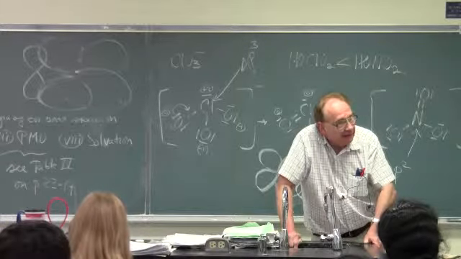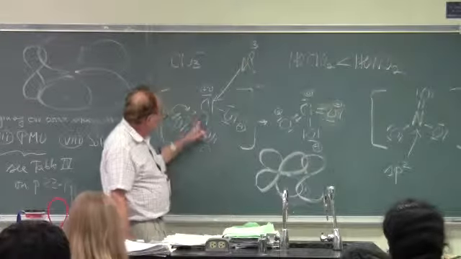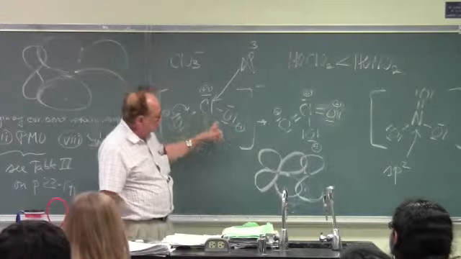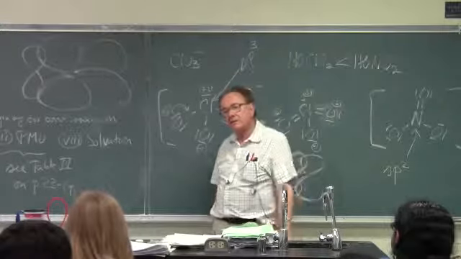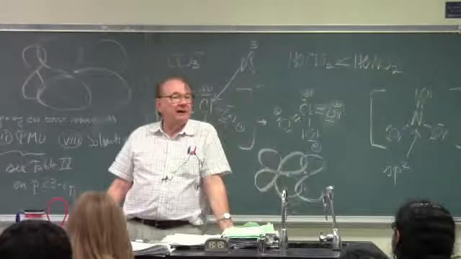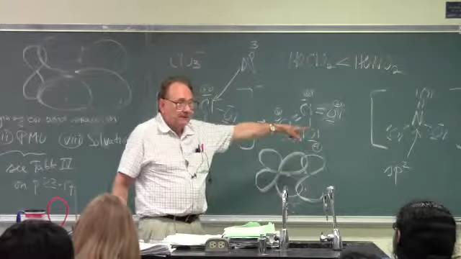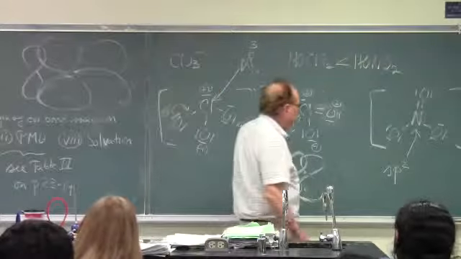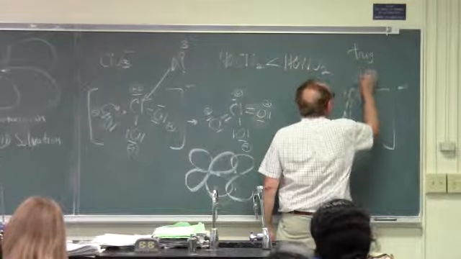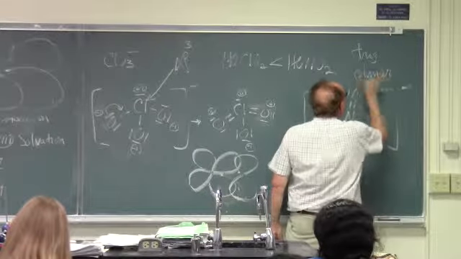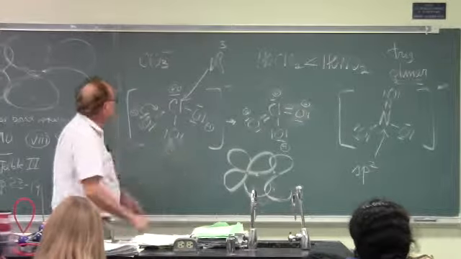Now then, let's look at an additional aspect of these two anions. We recognize central chlorine atom sp3 hybridized, central nitrogen atom sp2 hybridized. What does that tell us about species geometry? What's the shape of this thing? Trigonal planar. What's the shape of this thing? Trigonal pyramid.